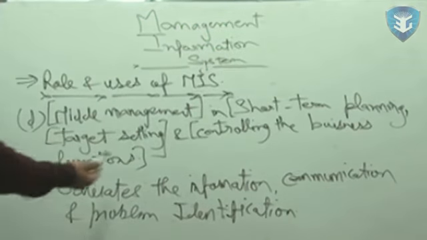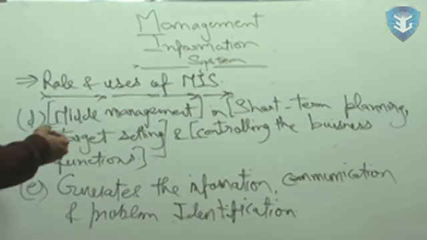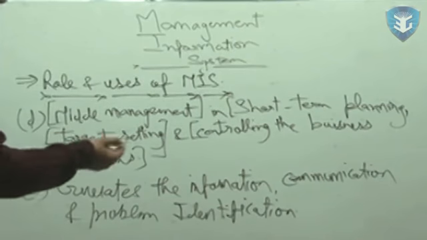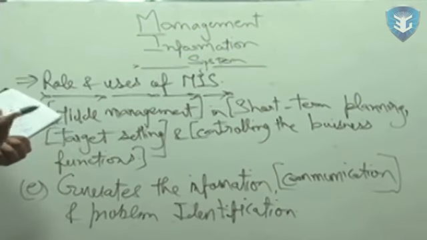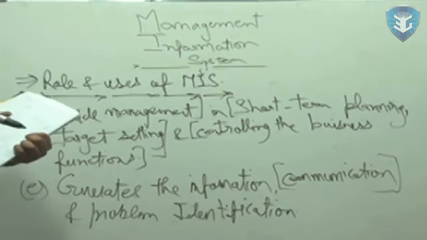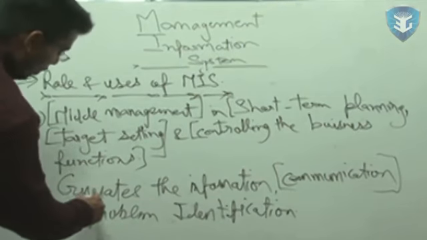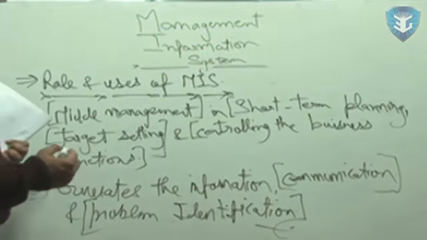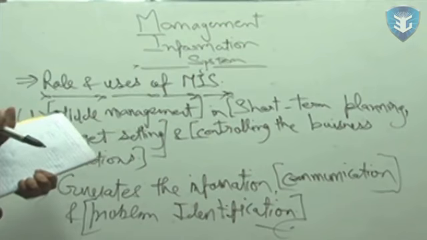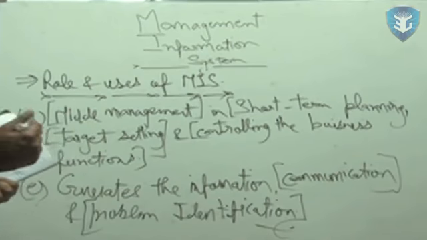MIS also generates information. What information we need from the data, we understand with the help of MIS. And the communication in an organization is also well established through an MIS, because if we have MIS, all the computer systems are connected with each other, and we can flow our information through them. And problem identification. Here it is an important factor. Problem identification, that is, finding the flaw or the error, is very easy and very useful through the MIS.